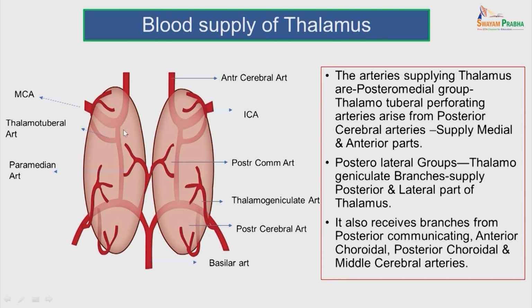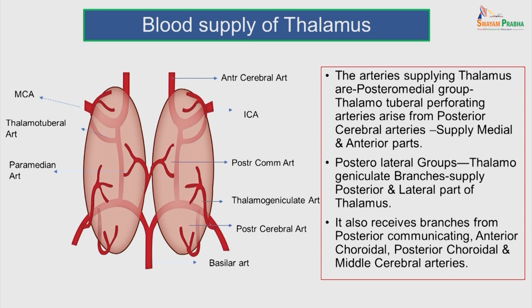Now we come to the blood supply of the thalamus. As we are all aware, the cerebral cortex is supplied by three sets of arteries, mainly from the internal carotid and the basilar artery, each giving an anterior cerebral artery, middle cerebral artery and posterior cerebral artery. Each of these arteries has a general plan of blood supply: cortical branches, perforating branches and choroidal branches.